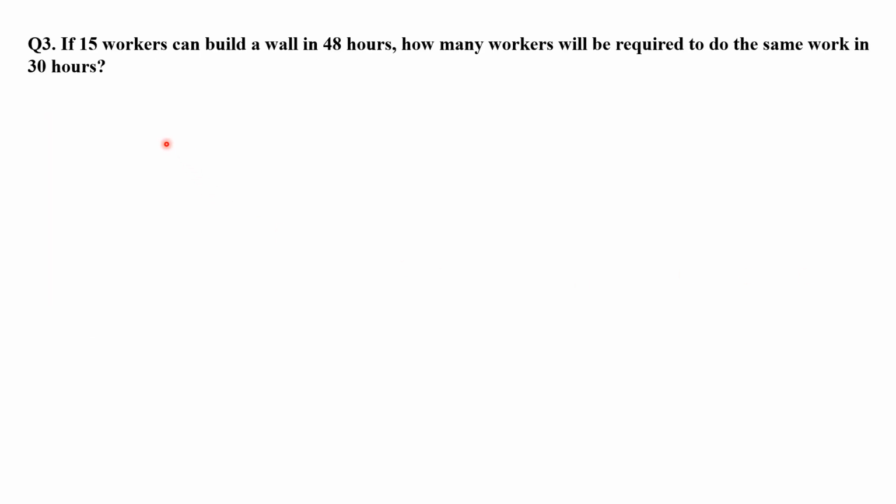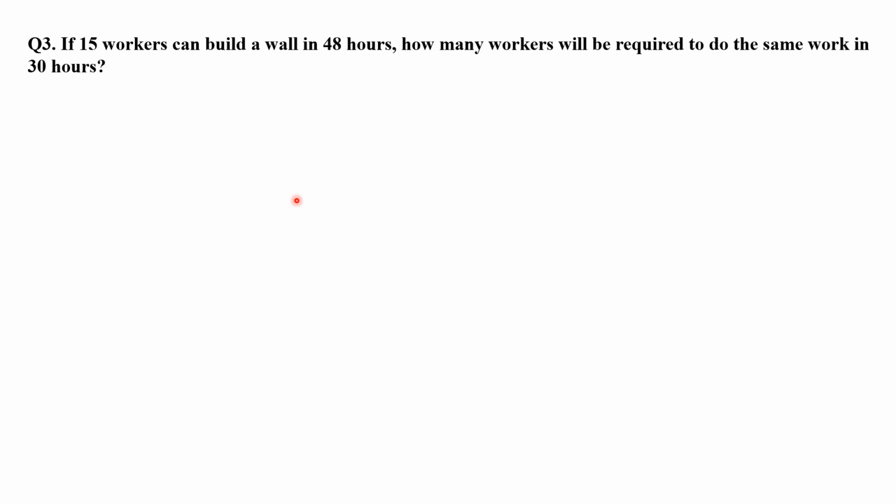Here it is given, if 15 workers can build a wall in 48 hours, how many workers will be required to do the same work in 30 hours? So here you can see the time has decreased, isn't it? They have to construct the same wall because it is given the same work. It means the same wall they have to build, but the time has decreased. 48 hours reduced to 30 hours.